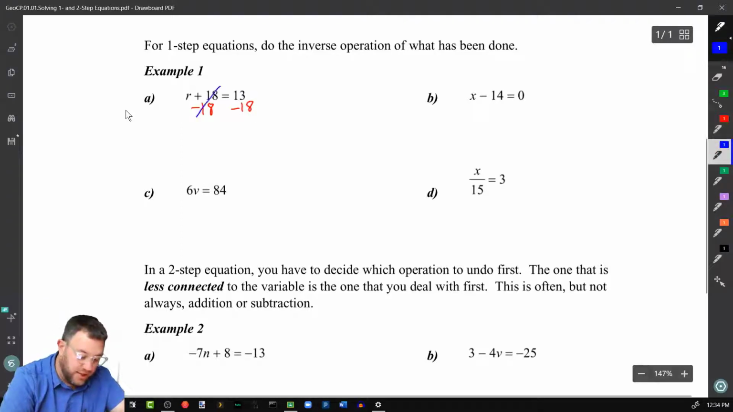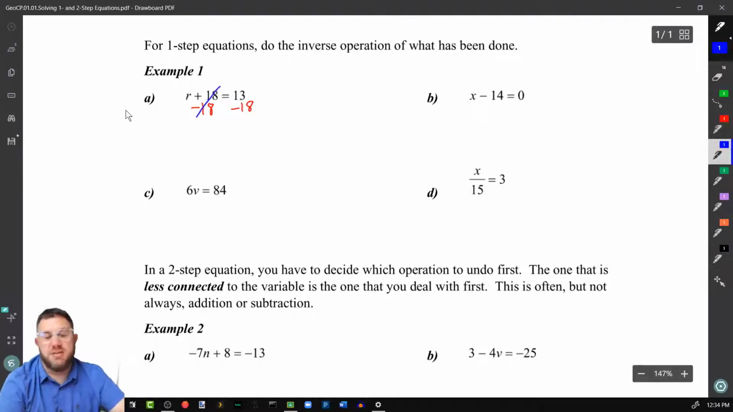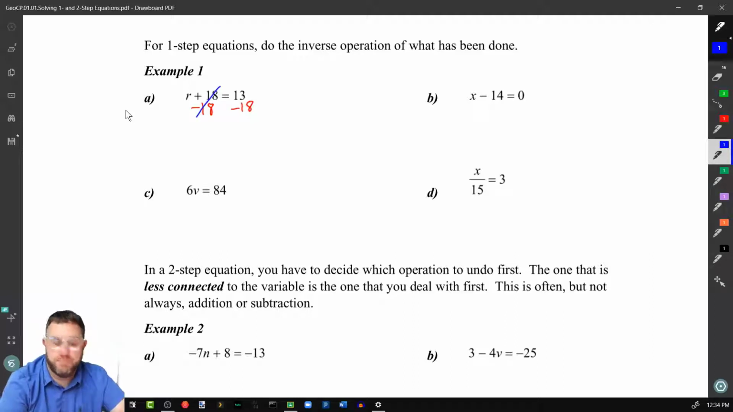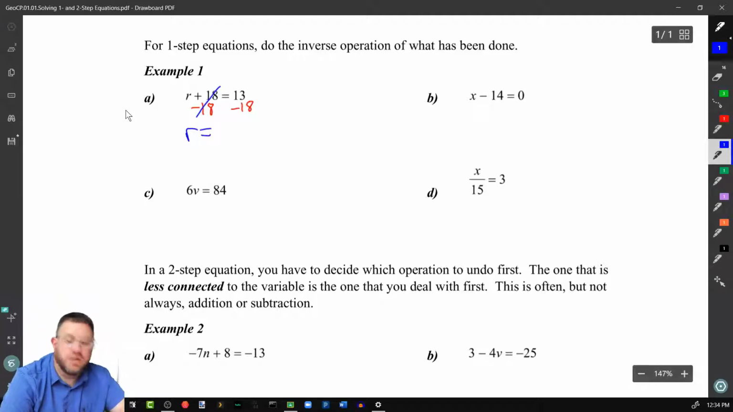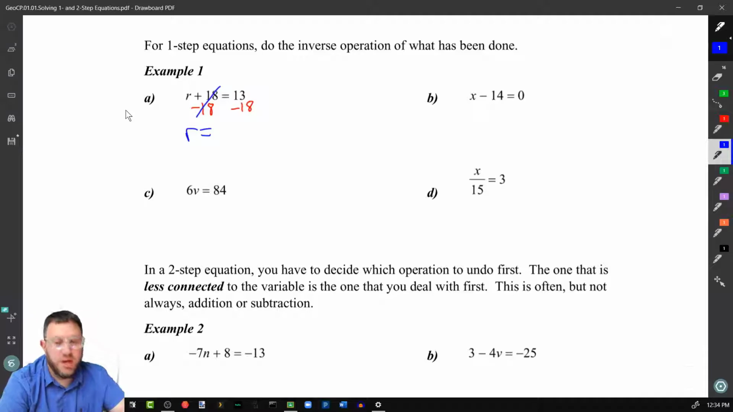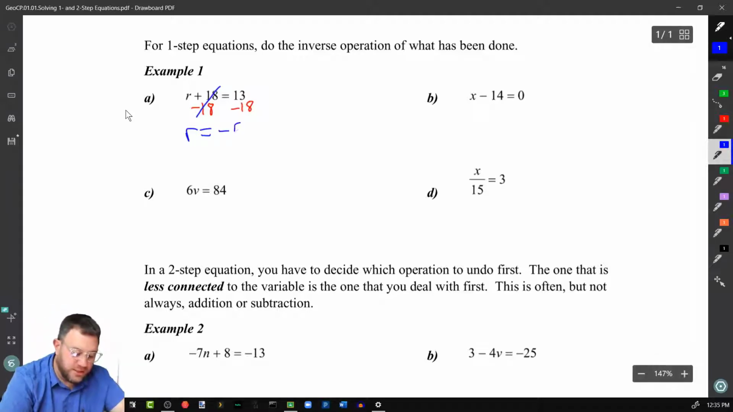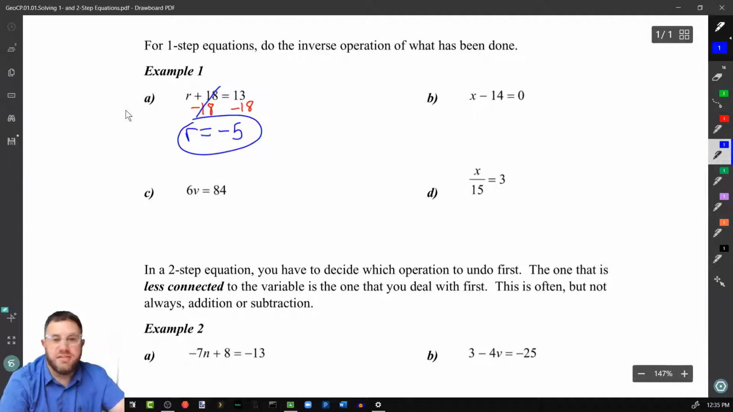Now on the left side, those cancel out. Plus 18 minus 18 gives you 0. So we just have an r. On the right side, we have 13 minus 18. That's going to give us -5.